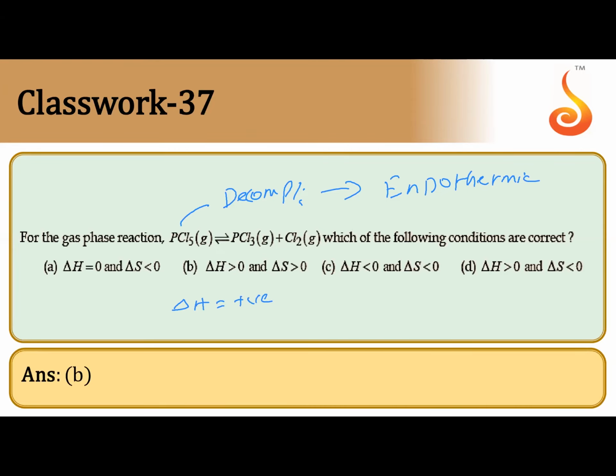Coming to the entropy factor, the number of product gases 2 minus the number of reactant gases 1 is equal to 1, which means it is positive. Therefore, delta H is positive and delta S is positive. Therefore, option B is correct. Kindly note it down.